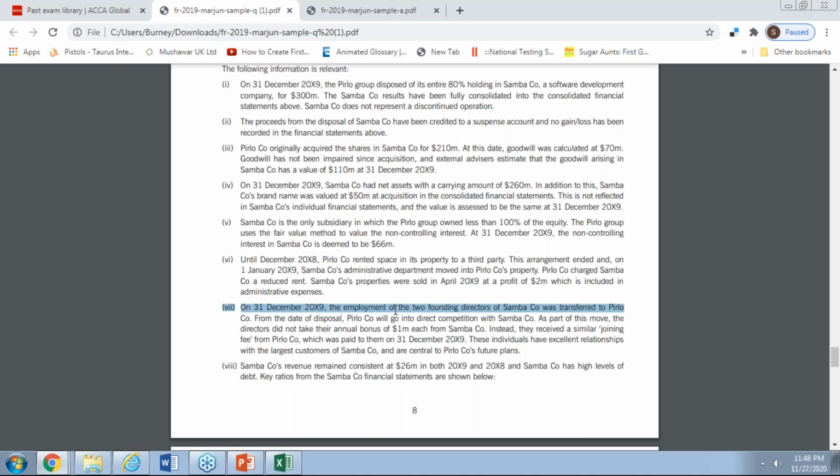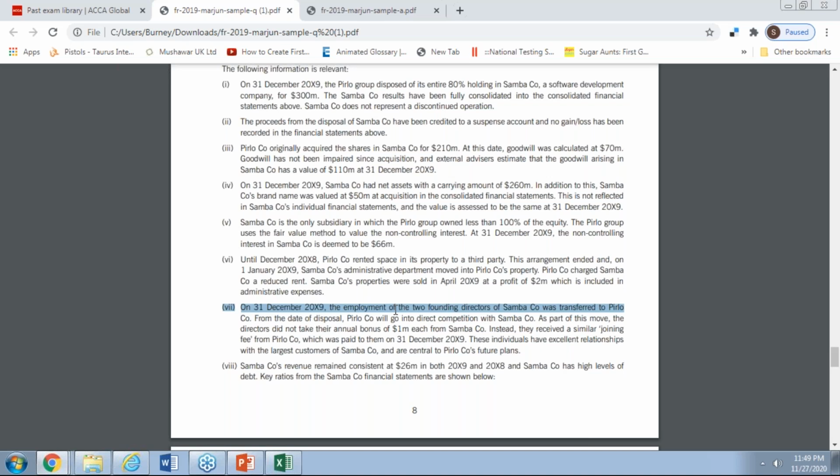So one of the reasons for the increment in the profitability of the Samba company was a saving of bonuses at the Samba company. Instead, they receive a similar joining fee from the Pillow group. So the Pillow company is paying the joining fee to the directors instead of the Samba company, which was paid to them on 31st December 2009.